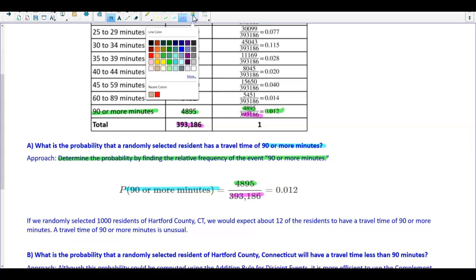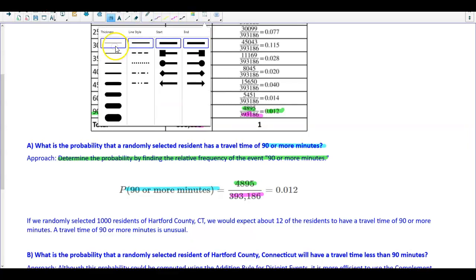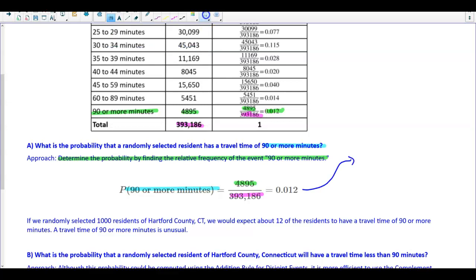Okay, so let's take a look at those two items that we just discussed. Well, first of all, if we want to convert this into a fraction, that means that the value of the 2 ends in the thousands place. So therefore, this represents 12 over 1,000. Okay, now also, how do we know that the travel time of 90 or more minutes is unusual? Remember that it is unusual if it is less than 5%. So the probability of 0.012 is less than 0.05, which makes this unusual.